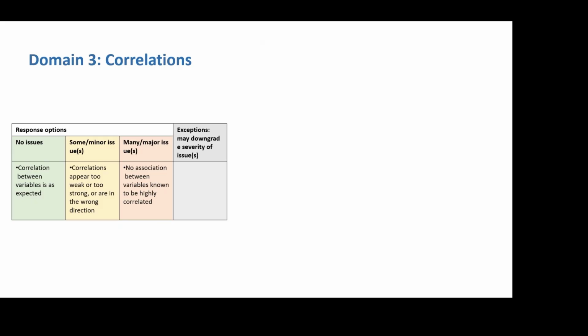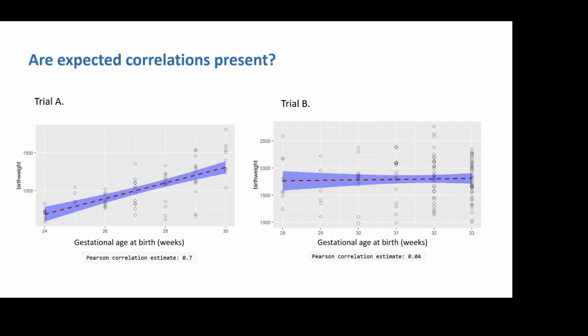So this is correlations. One thing we're looking for is whether expected correlations are present in a data set. For example, in ICOM, we want birth weight and gestational age at birth, because these are preterm infants, to be correlated. So the earlier babies are born, the lower the birth weight. Now, these are 2 real trials.